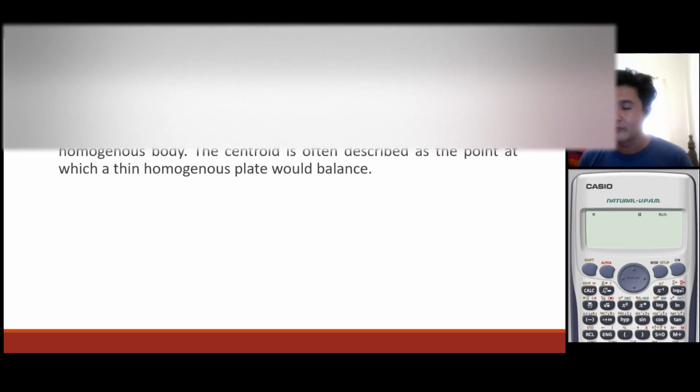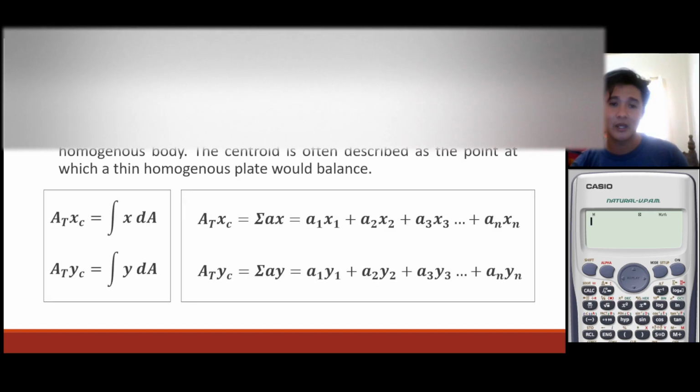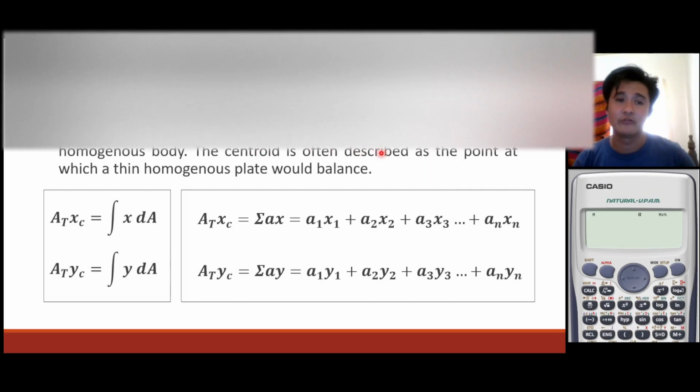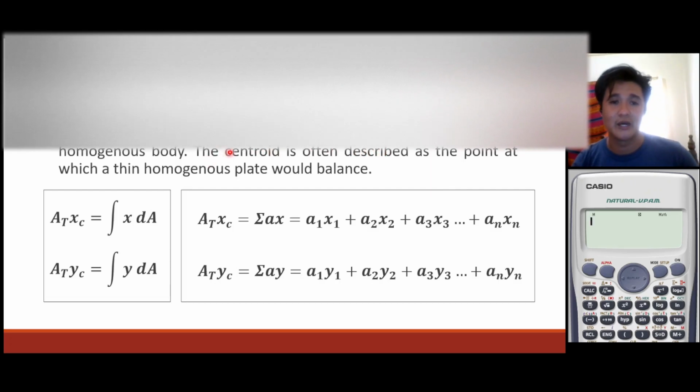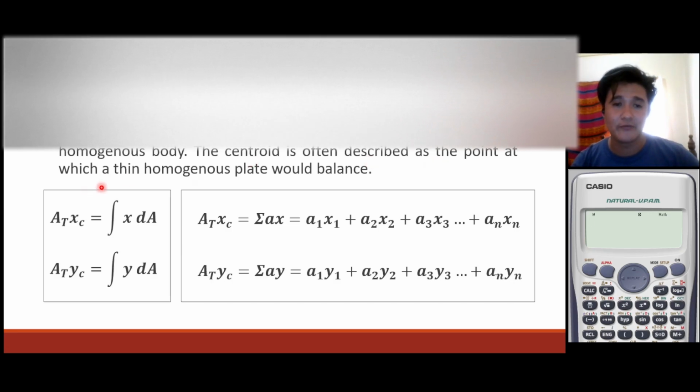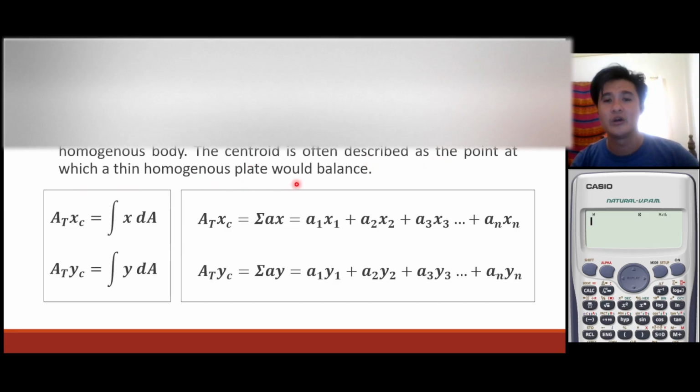So, first is yung centroid of an area. So very basic na to, alam niyo na to. Yung centroid of an area is analogous to the center of gravity of a homogeneous body. So the centroid is often described as the point at which a thin homogeneous plate would balance. Okay? So kung saan nagba-balance out yung isang plate pagka i-hold up mo siya sa iisang point lang.